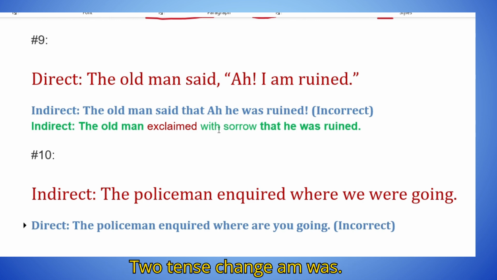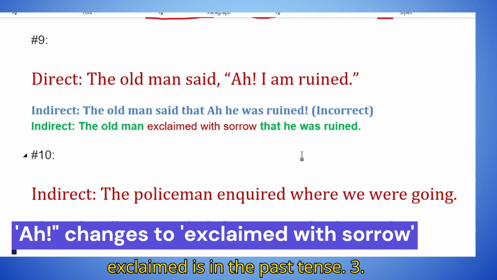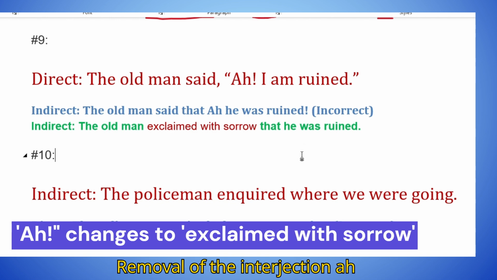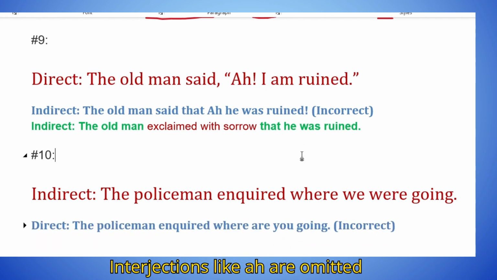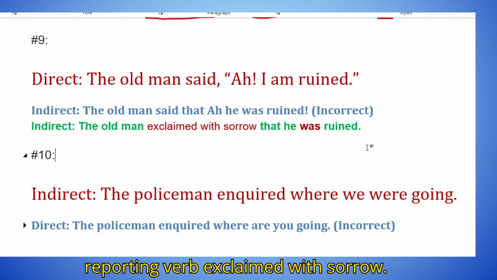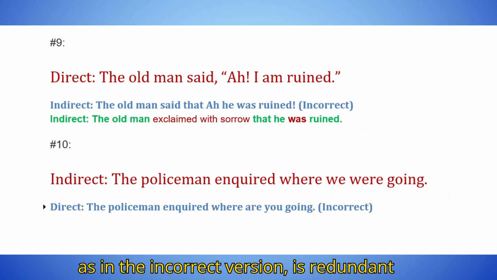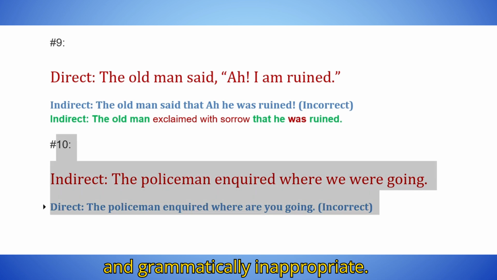Two: tense change, "am" to "was." The verb "am" (present tense) changes to "was" (past tense) in indirect speech because the reporting verb "said" or "exclaimed" is in the past tense. Three: removal of the interjection. Interjections like "alas" are omitted in indirect speech. Instead, the emotion is expressed through the reporting verb, "exclaimed with sorrow." Writing the interjection in indirect speech, as in the incorrect version, is redundant and grammatically inappropriate.